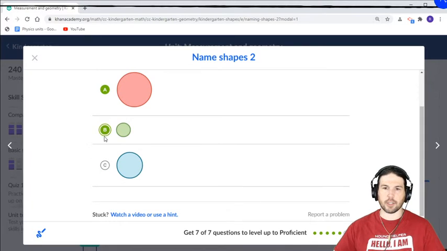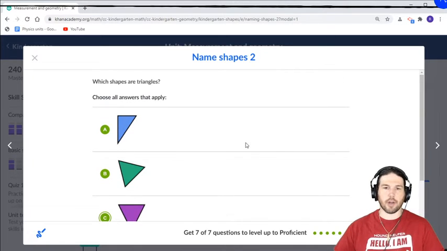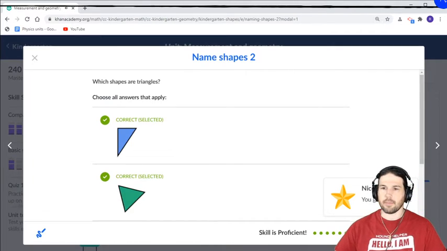Looks like we've got 3 circles here. And we've got all triangles. Captain Crunch, oops, all triangles. Done.